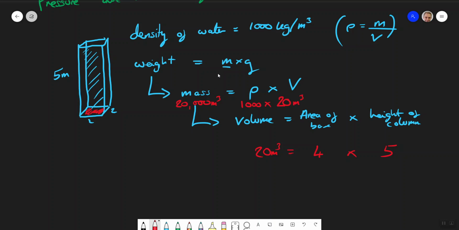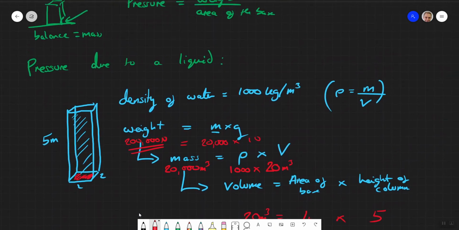So my weight is now 20,000 times gravity, which is 10. Oh, look, and that equals that. So I've got 200,000 newtons. That's the weight of that column of water. That's quite a lot of water, really. That's a big weight.